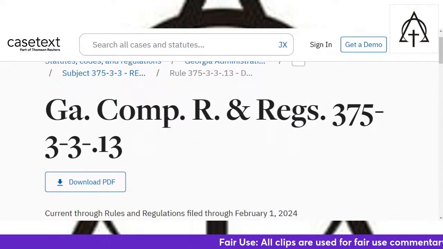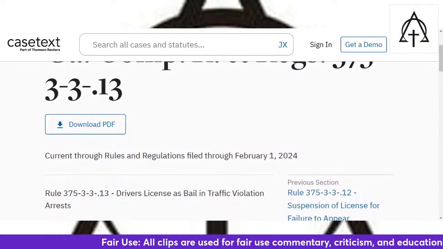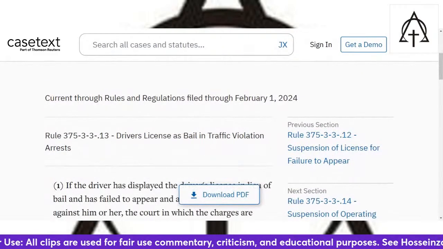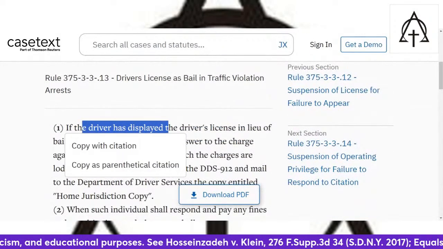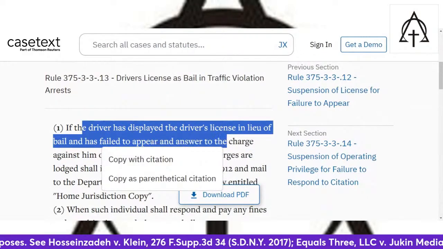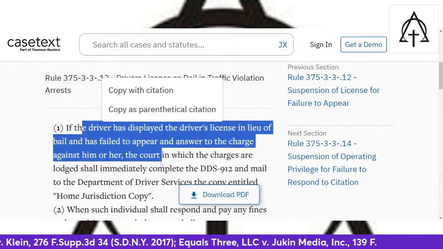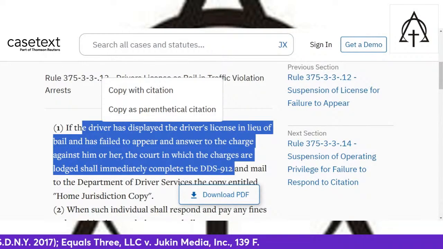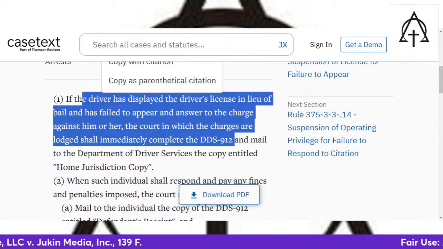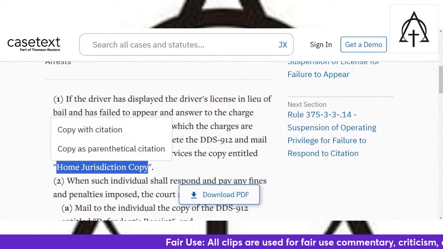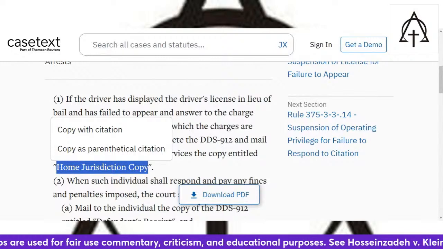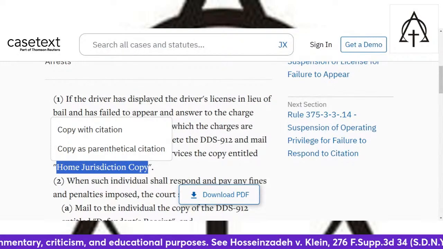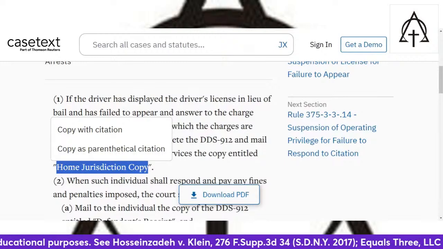Compose rules and regulations 375-3-3.13. Current through rules and regulations filed February 1st, 2024. If the driver has displayed the driver's license in lieu of bail and has failed to appear in answer to the charge against him or her, the court in which the charges are lodged shall immediately complete the DDS 912 and mail to the Department of Driver Services the copy entitled Home Jurisdiction Copy. That's that home rule. Remember we talked about District of Columbia and the long arm statutes? That's what the long arm statutes are imposing, is the home rule of at arm's length contractings.